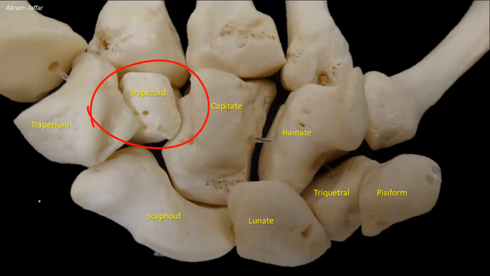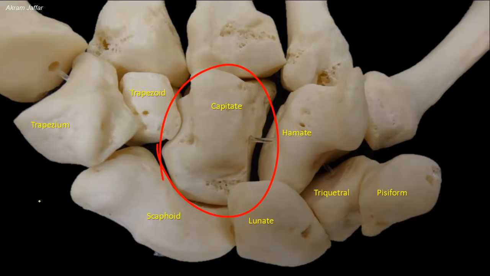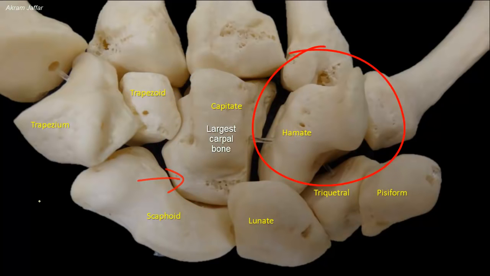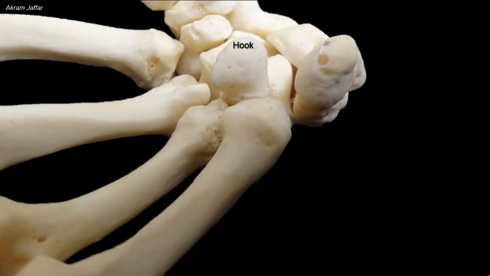The trapezoid is a wedge-shaped bone that resembles the trapezium. The capitate, caput meaning head, has a rounded extremity, a big head, and is the largest bone of the carpus. The hamate, hamulus meaning a little hook, is named so because it has a distinctive hook. The hook of the hamate extends anteriorly.